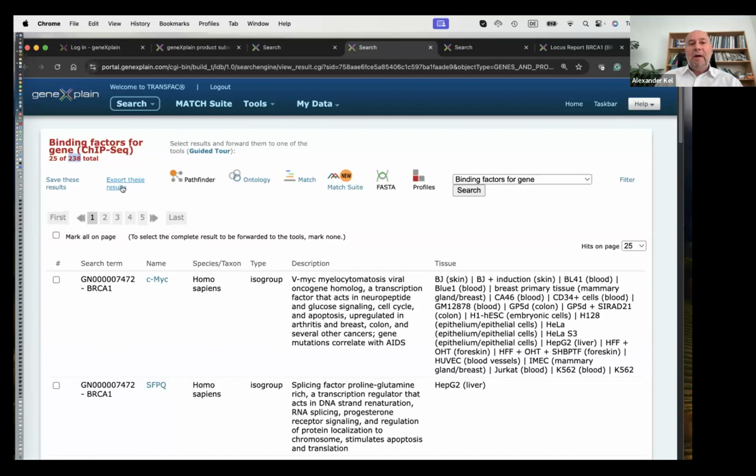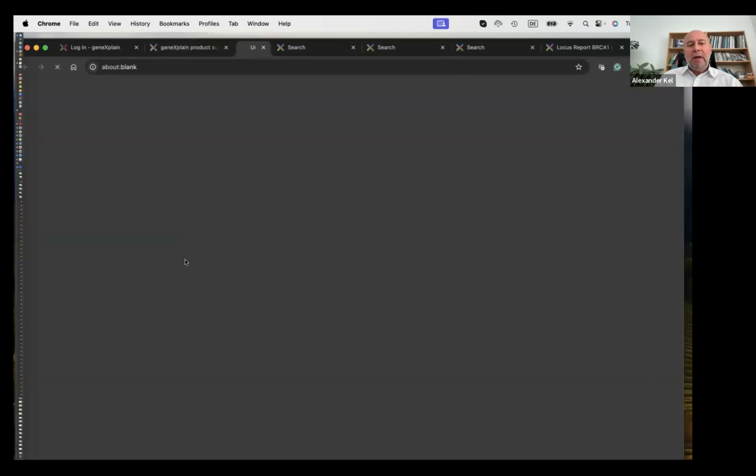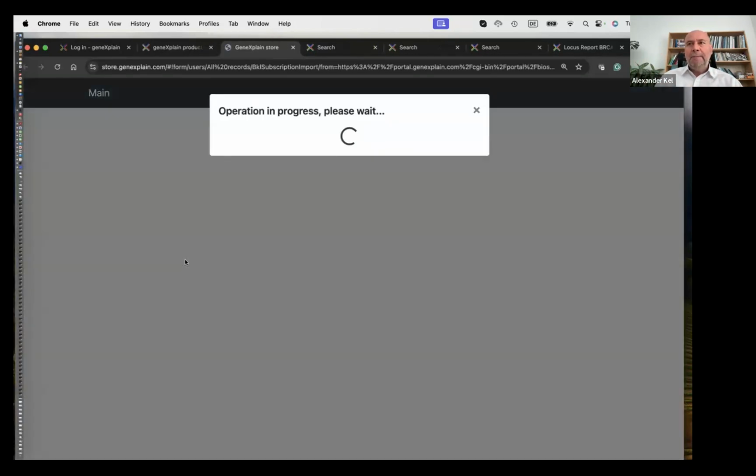And for that, we have a tool called Match Suite. It's a collection of tools, actually, that's why it's called Suite. So far, it's applied to human, mouse, and rat data only. So you can put there a gene name from these organisms. In future, actually pretty soon in this release, we are extending this list to other model organisms. But right now, it's human, mouse, and rat only.